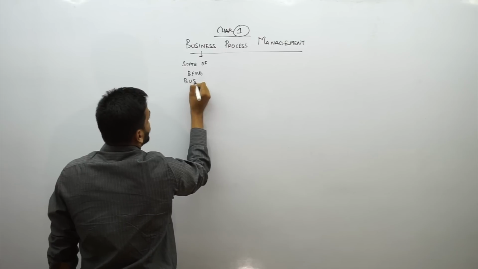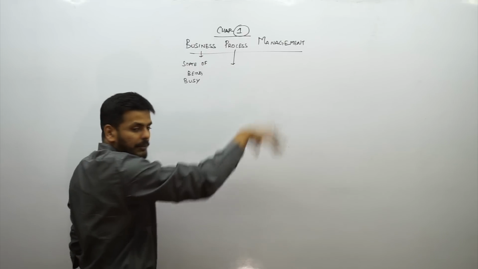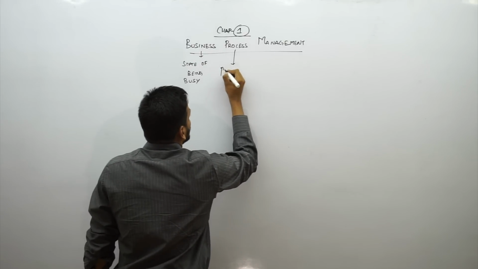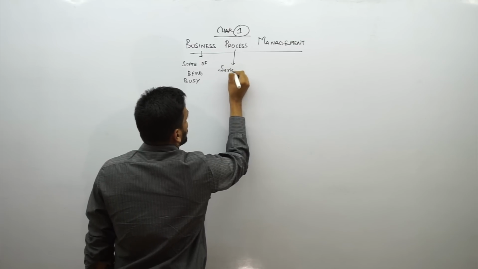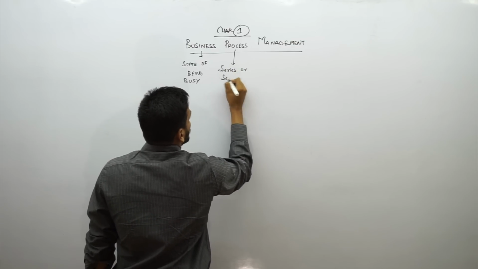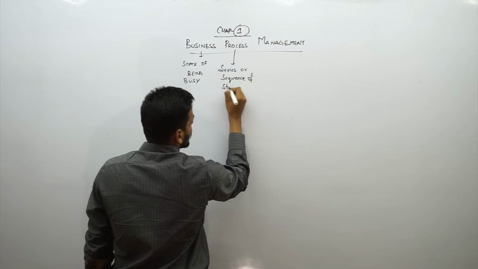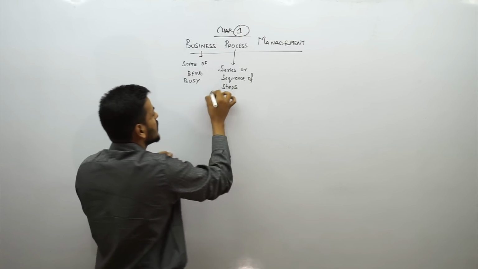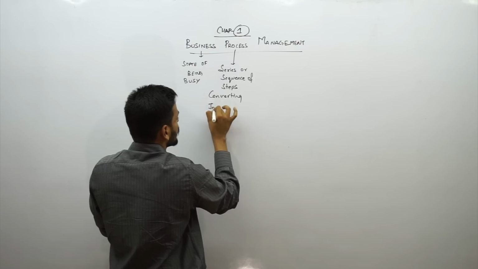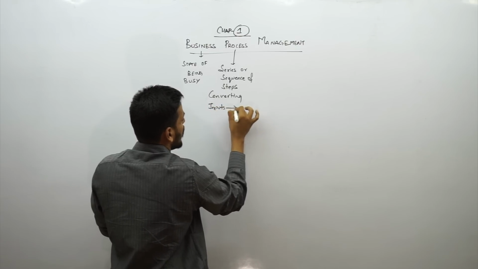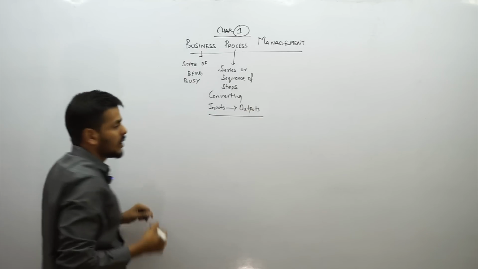Then we have something to do with process. Process is a very important definition, because the whole chapter revolves around that. Process is a series or sequence of steps which converts inputs into outputs. That's what process is all about.